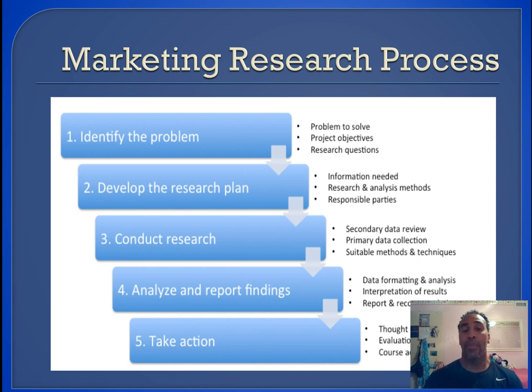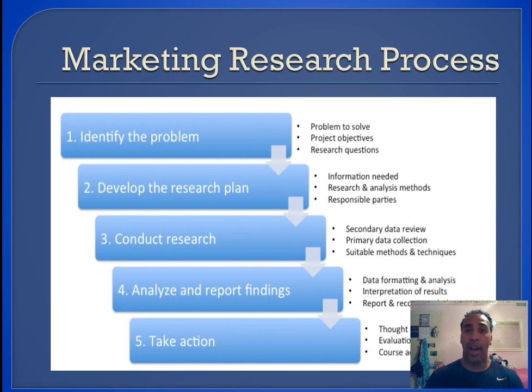So you identify the problem. What's the problem? I don't have a car. You want to develop the research plan. We want to research the people who don't have cars. Where's the first place that they go? What's the first type of car that they want to buy? Is it good on fuel? Is it good on mileage? Does it have to have the latest and greatest? Does it have to have a backup cam? Does it have to have a 55 disc changer in there? Does it have to be compatible with their phone? All kinds of different things. So we want to develop our research plan: information that's needed, research and analysis methods, and responsible parties.